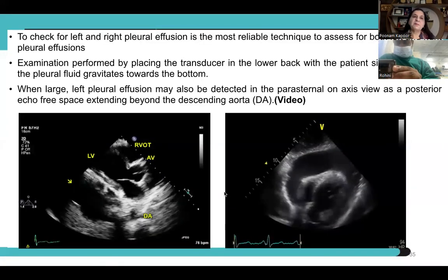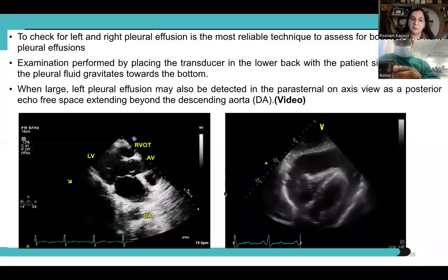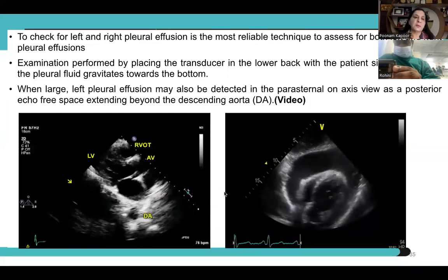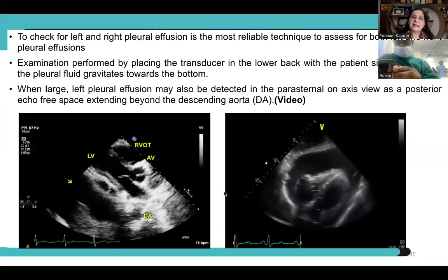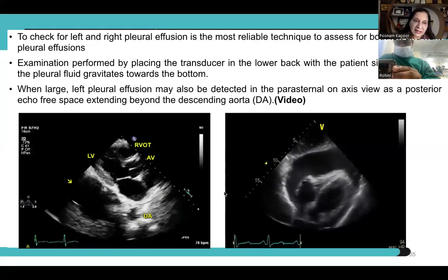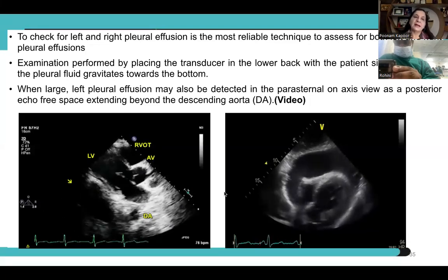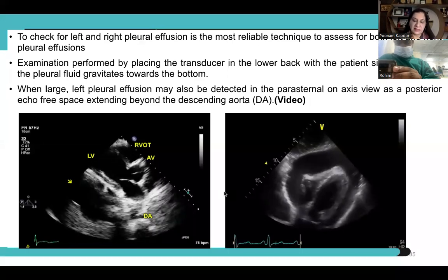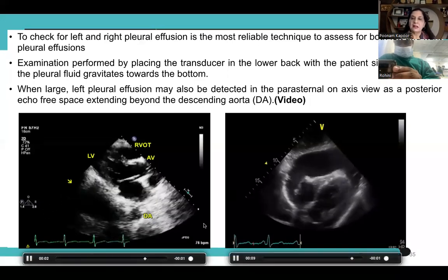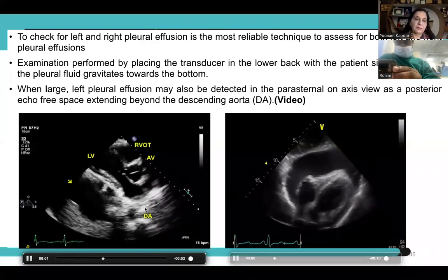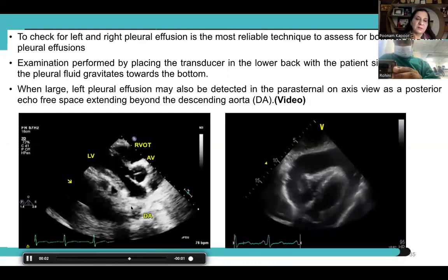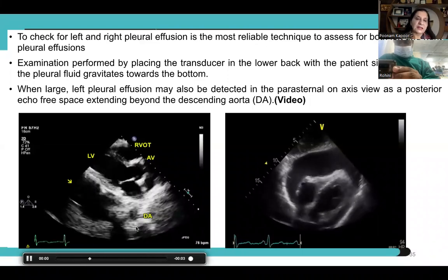When we are checking for right and left pleural effusions, the most reliable technique is to do it first from the back, transthoracically. Examinations are performed with the patient slightly leaning forward, and a left pleural effusion may be very well seen here in the parasternal axis. And what is it limiting? The pericardial effusion here is limited by the position of the descending thoracic aorta.